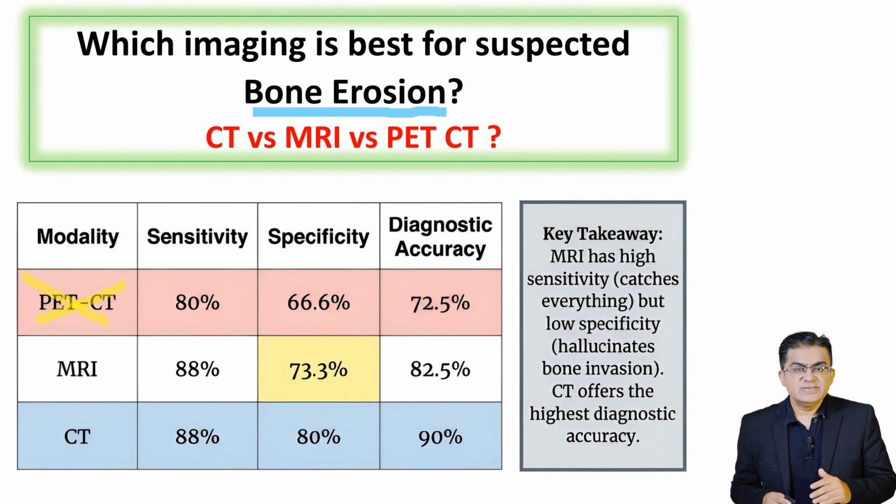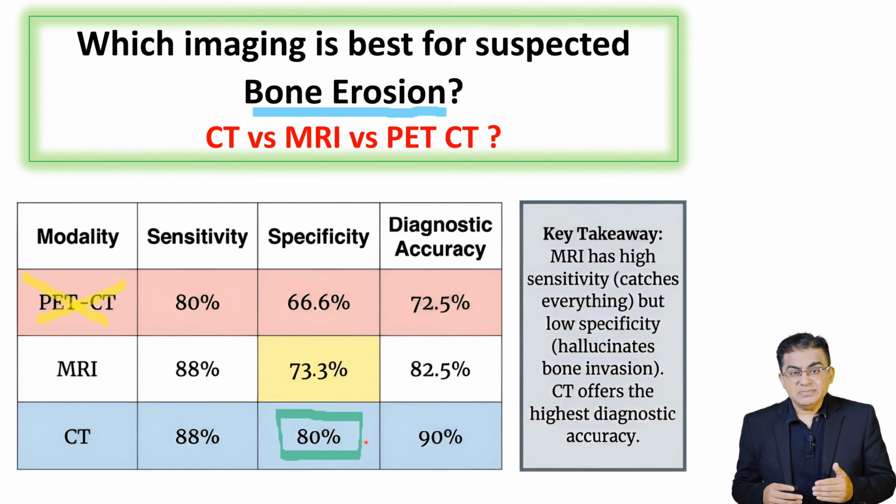But look at the specificity. This is where the entire game changes. The specificity of MRI is 73.3% compared to a stronger 80% for CT scan. What does specificity mean for you as an oncologist? Specificity means the scan can correctly identify inflammation and not mistake it for cancer.